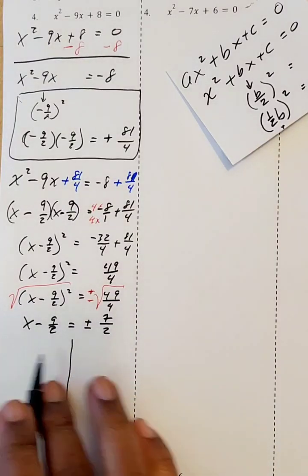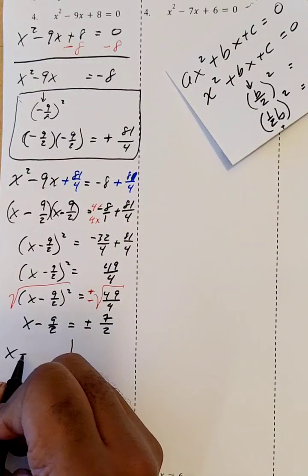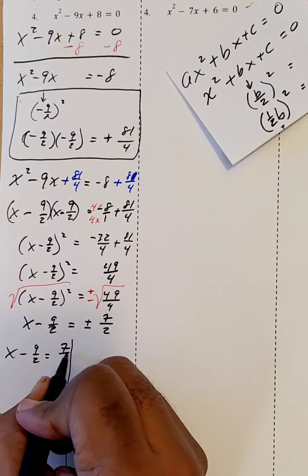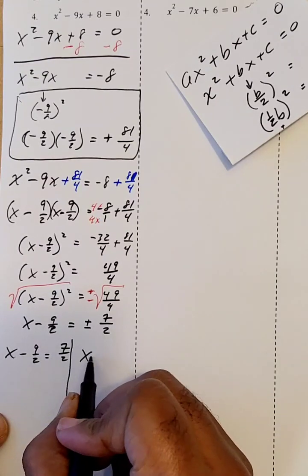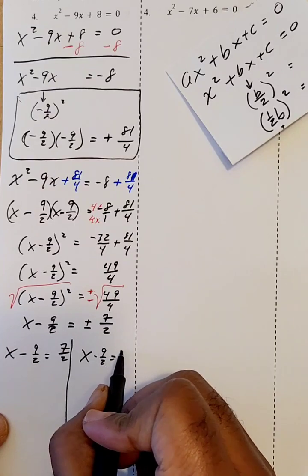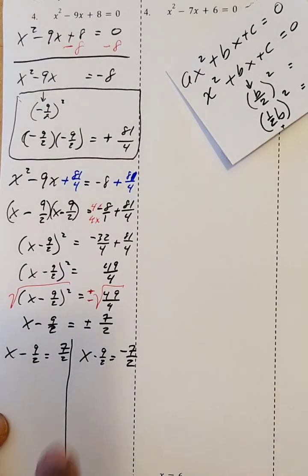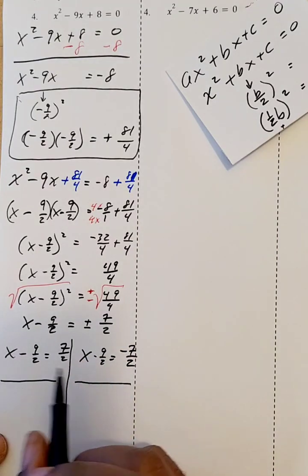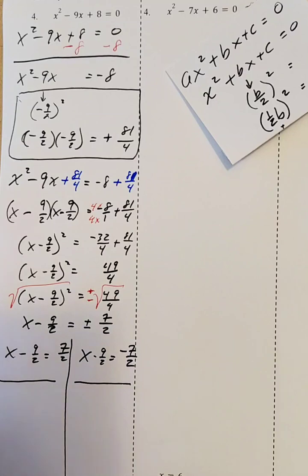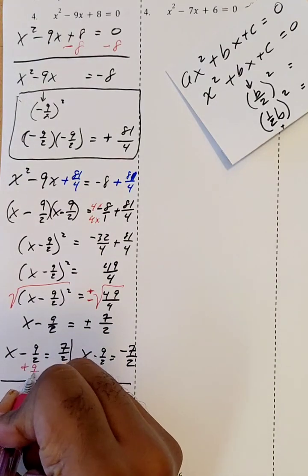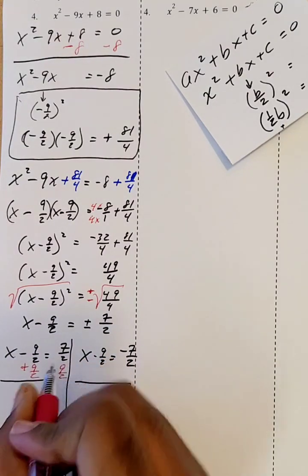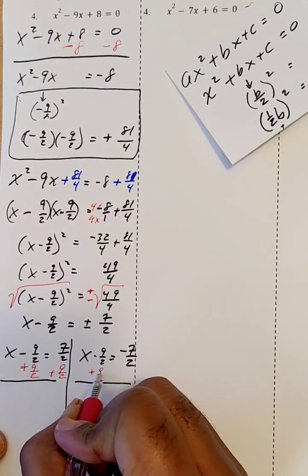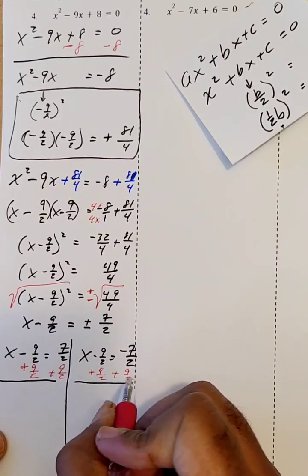Now it's time for us to break this into two pieces. The left side will be x minus 9 over 2 equals positive 7 over 2, whereas the right side will be x minus 9 over 2 equals the negative 7 over 2 from the plus and minus here. Okay, so I'm going to add 9 over 2 to both sides to isolate the x. So plus 9 over 2, what we do to one side, do it to the other, and also do it here as well. So plus 9 over 2 plus 9 over 2.